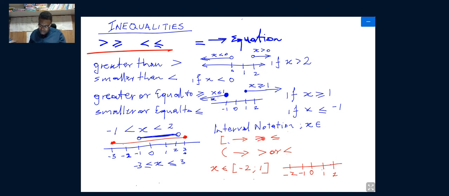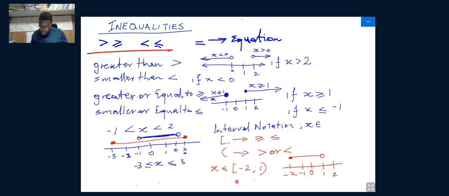This sign is greater or equal to, and because it is greater or equal to, we have a solid line. Oh, I made a mistake here. Let me just correct this bracket. I did not want this one, I wanted this. Oh, this is what I wanted. So here we're going to have a ring, and we're connecting these lines.